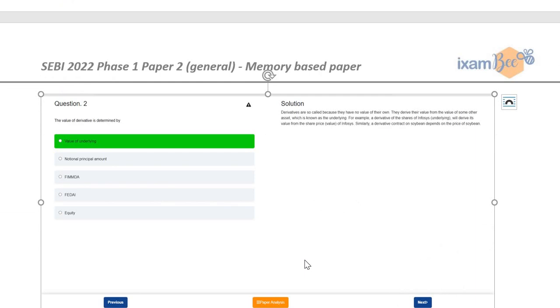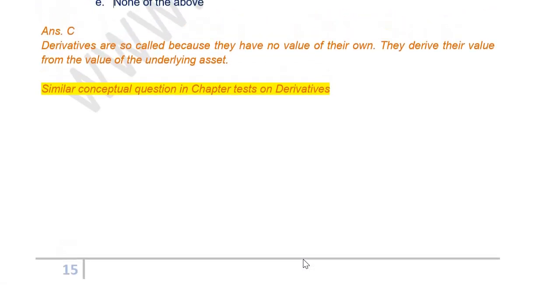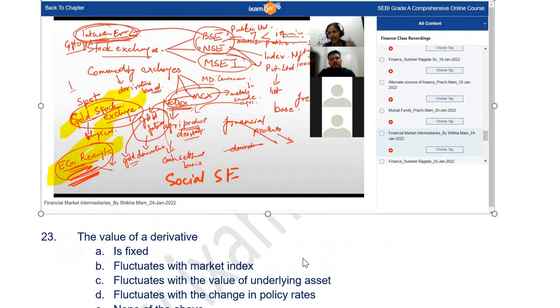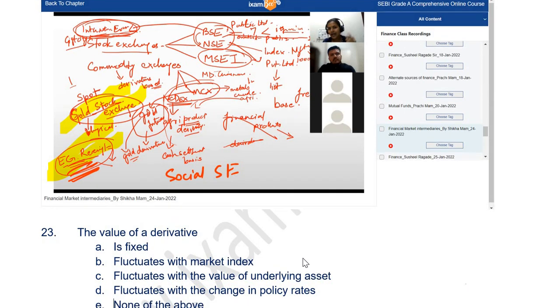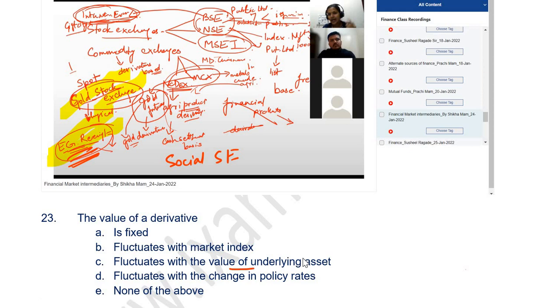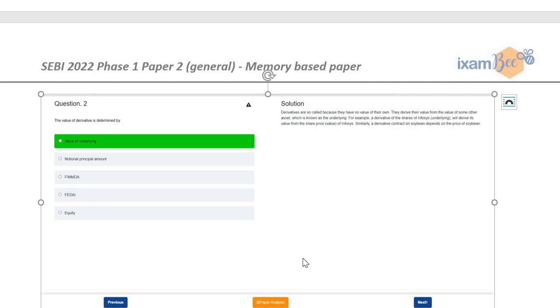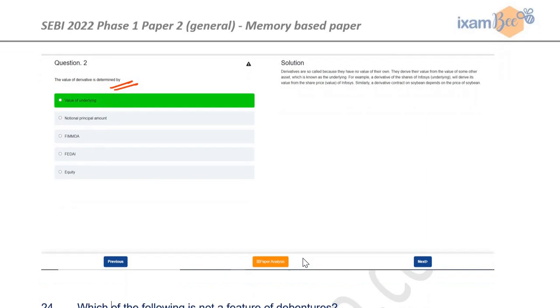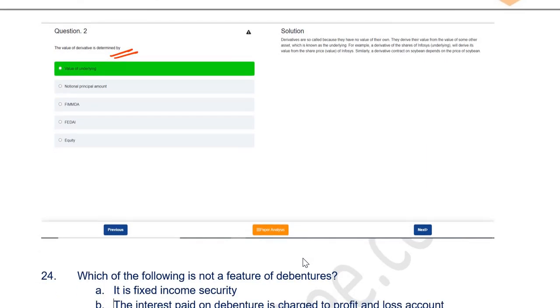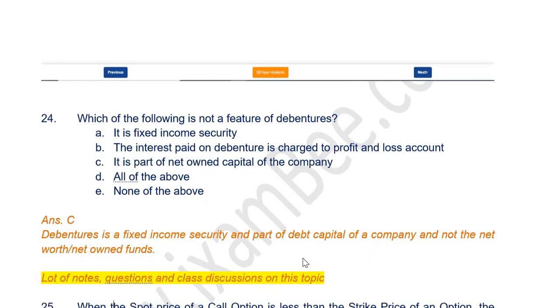A conceptual and very easy question related to derivatives was asked, that the value of derivatives is based on which of the following. Very easy question. It is dependent on the value of the underlying assets, and that's exactly what the definition of derivatives is. And we have had a similar question. A similar question is also there in the practice questions of ixamBee.